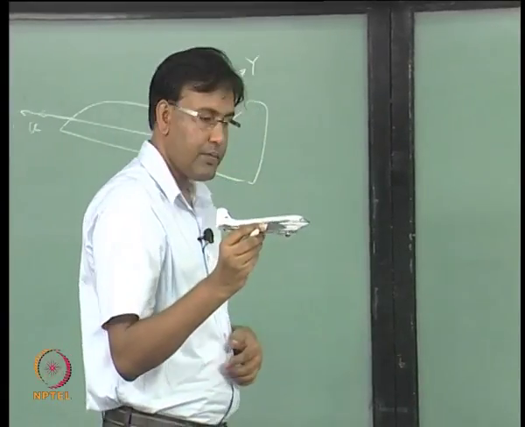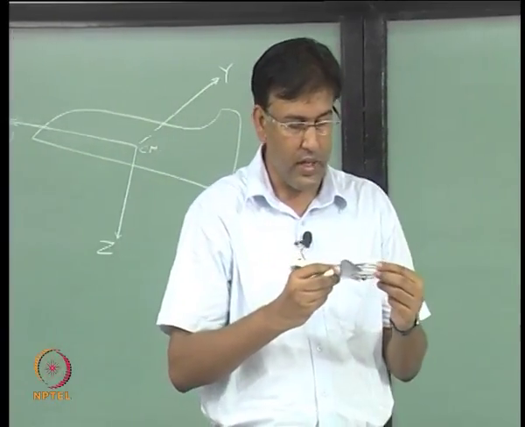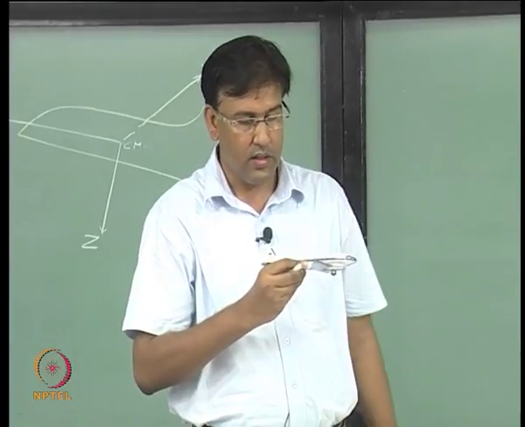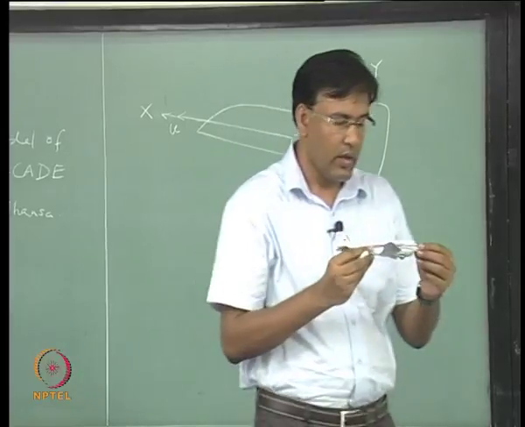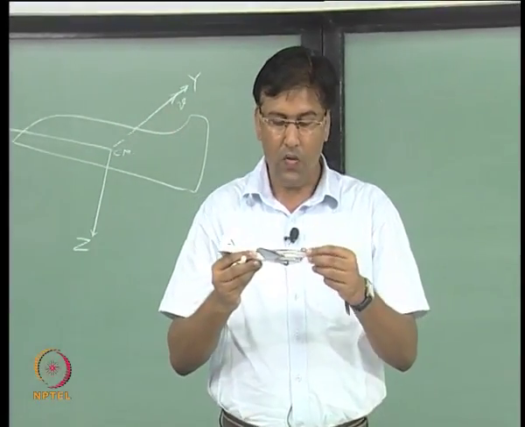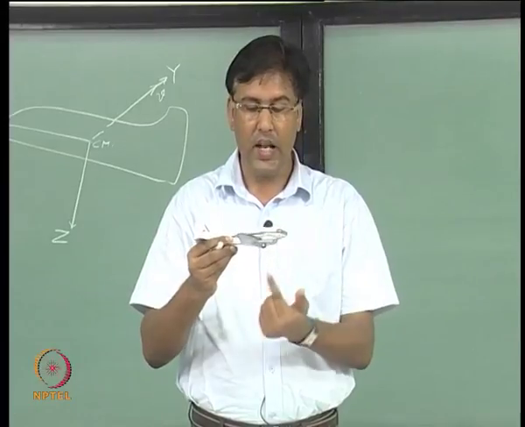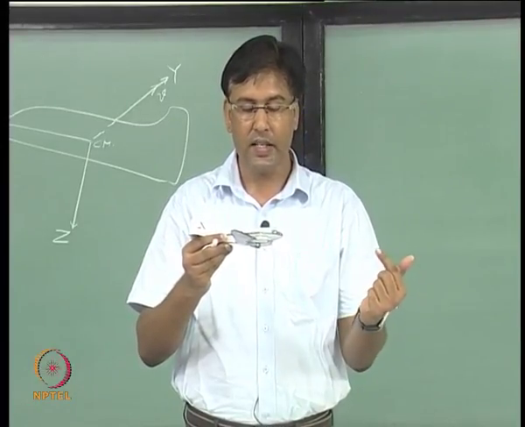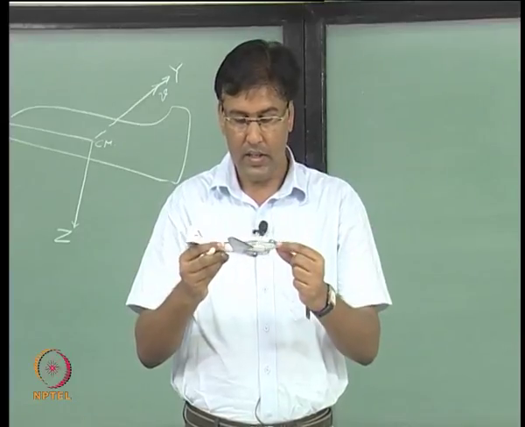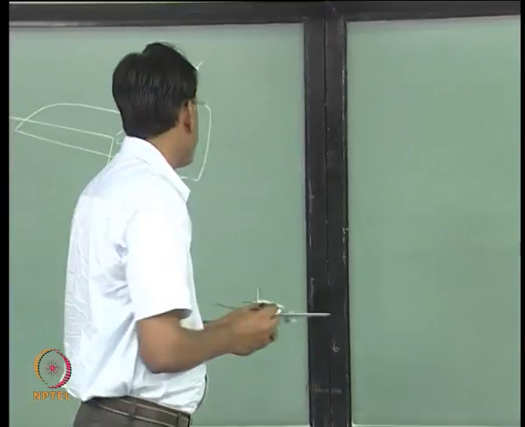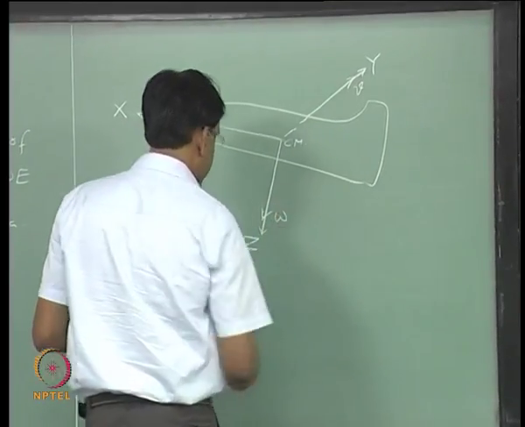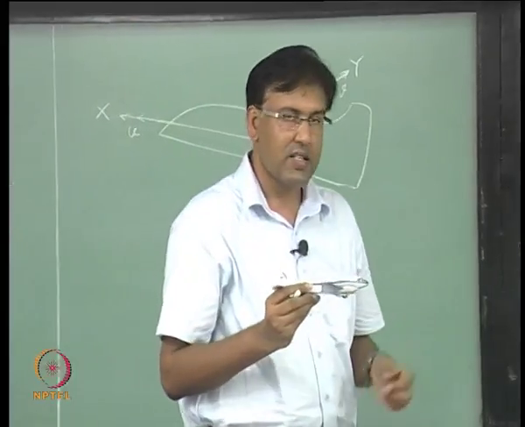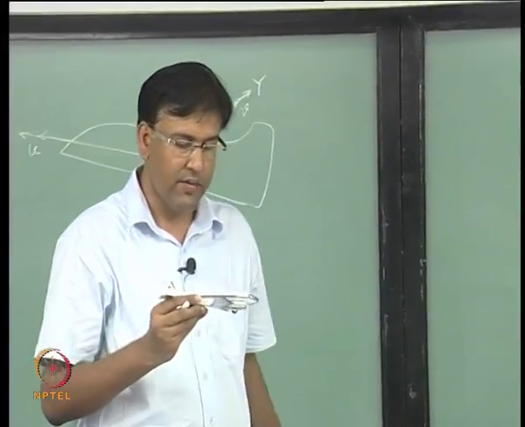So, side velocity v is along the y axis of the aircraft. It is like this. And the downward velocity w is along the z axis, which is perpendicular to the x and the y plane. It is like this. This gives you 3 translational degrees of freedom of the aircraft.